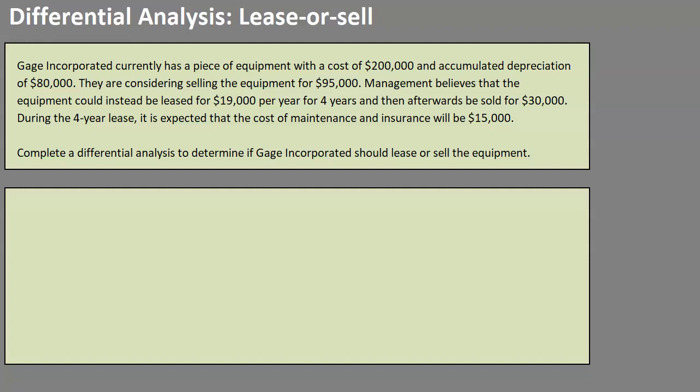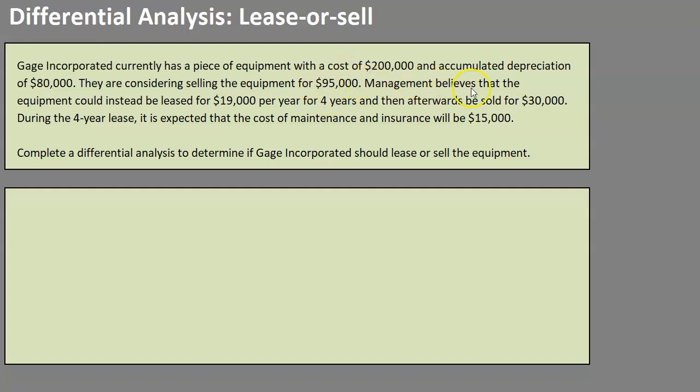So in this problem, we have Gage Incorporated that currently has a piece of equipment with a cost of $200,000 and accumulated depreciation of $80,000. So we see that there's a book value of $120,000, but that's kind of irrelevant here. That's already a sunk cost. They are considering selling the equipment for $95,000. So there's one scenario, we could sell it.